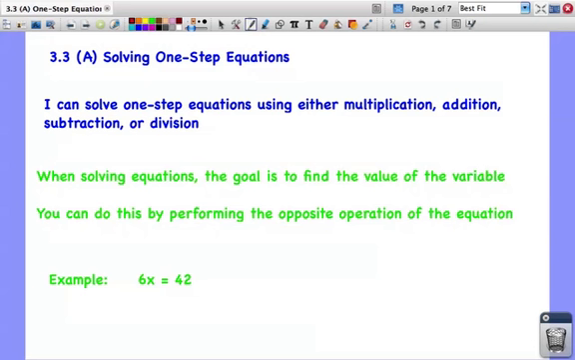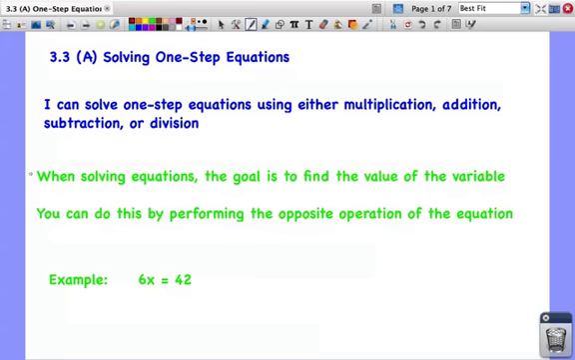Hey everybody, welcome to the video for 3.A. Today we're going to be solving one-step equations. Our I can statement states that I can solve one-step equations using either multiplication, addition, subtraction, or division.